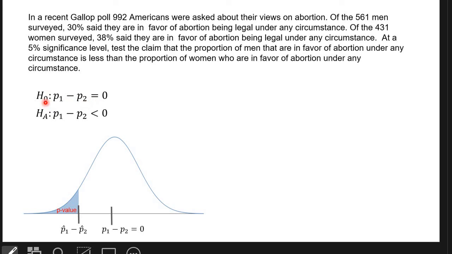So the null hypothesis is that they're the same, that men and women feel the same way about abortion under any circumstances. The alternative is that the proportion for men is smaller than the proportion for women, P2, so that when I subtract them, I should get a number that's less than 0, a negative number. And because it's a less than, I know that this is going to be a left tail test, and I'll be able to find the p-value as the area to the left of my sample statistic.